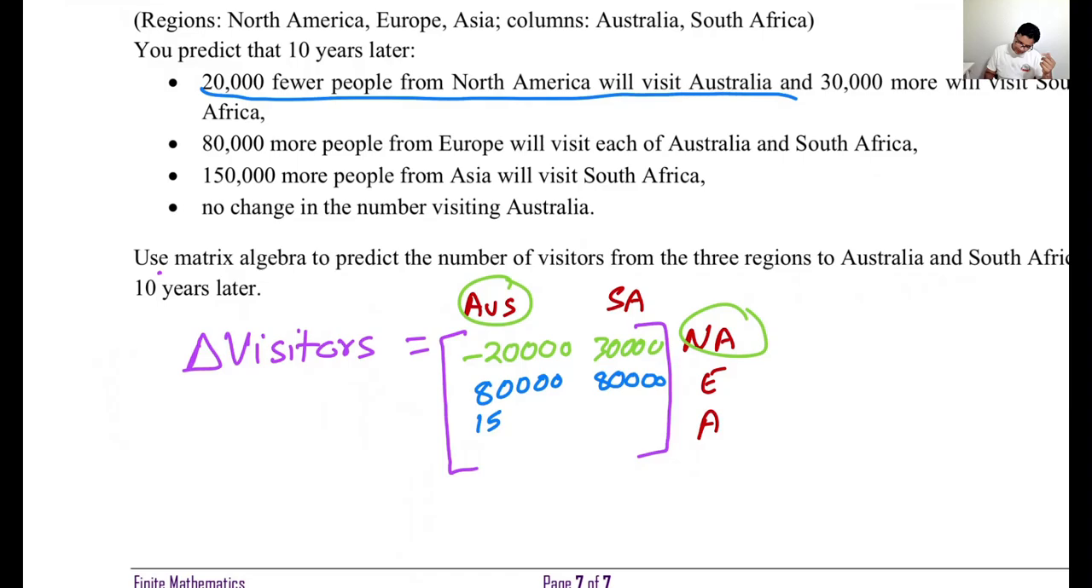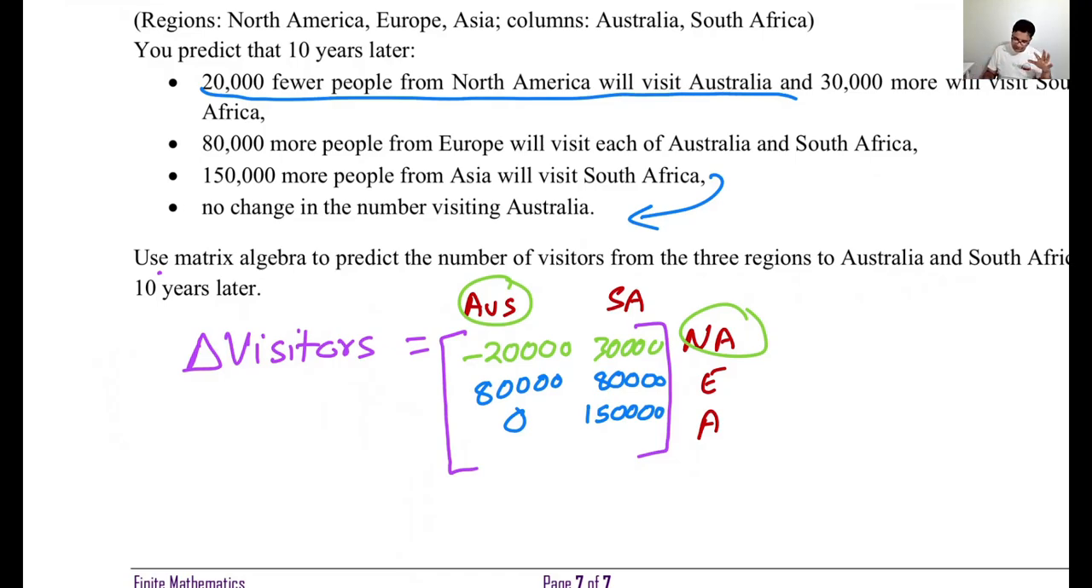150,000 from Asia will visit South Africa. Sorry, that should go here. 150,000 here. Okay. No change in number visiting Australia. I mean, this same thing. I should have put it in the same row. So from Asia, no change to Australia. That entry is 0.